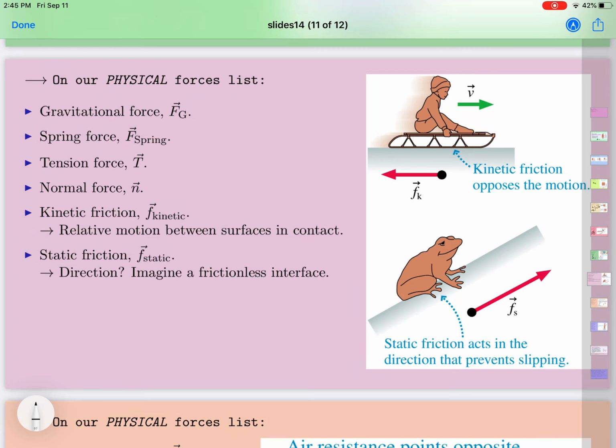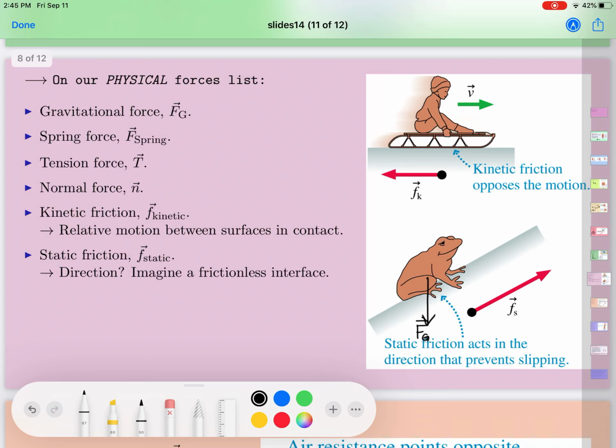So here we have a frog, and he also has some weight. So this is going to be his force due to gravity, pointed directly down. The static friction is going to keep the frog from sliding down. So whenever the frog isn't moving, he has static friction. We'll talk about that in a couple more topics, but essentially it prevents the frog from slipping down the incline.